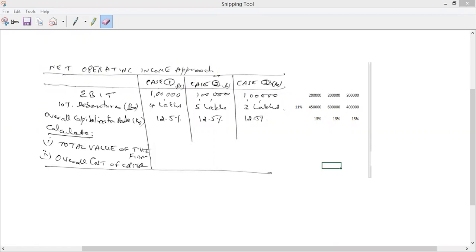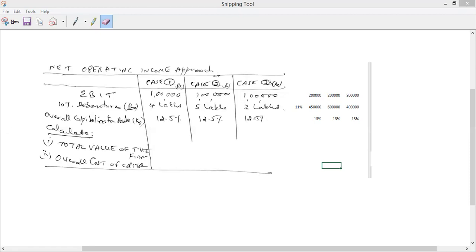Value of equity is 1,088,461.5 for the first. Perfect. Next one. 938,461.5. Perfect. Next one. 1,138,461.5. Perfect. Those values are absolutely correct. What have you done to calculate the cost of equity?